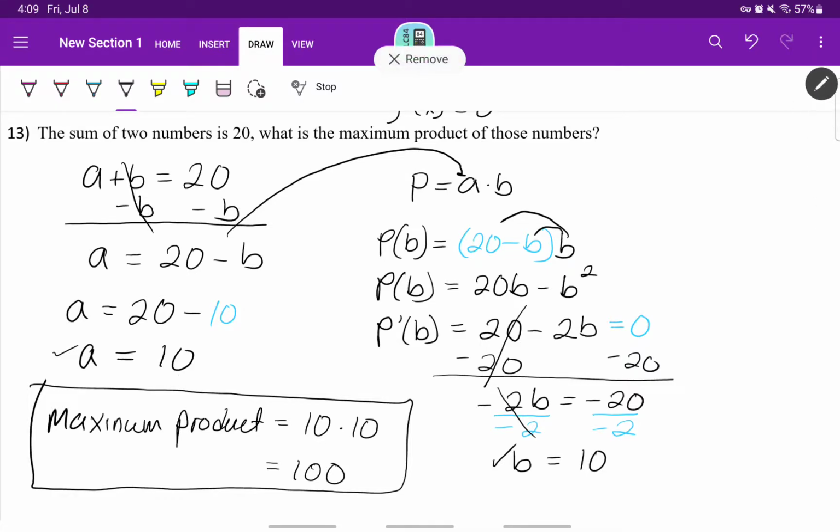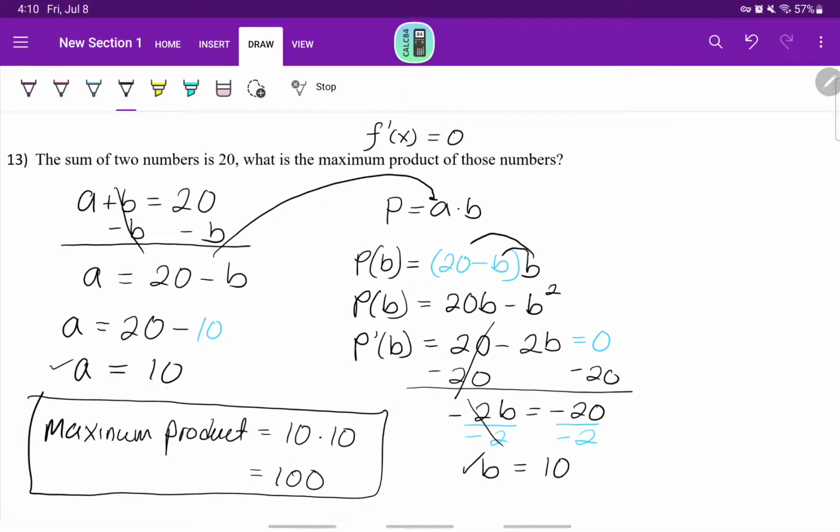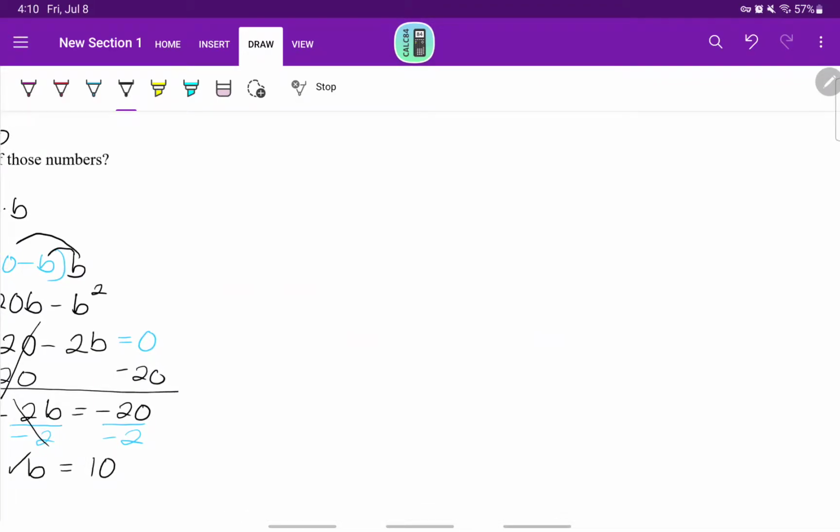I'm going to go a little bit further here, just to show you why this is a maximum product. And I'm going to do that by using the second derivative test. You don't have to do that. If you want to, you can, but do not feel obligated. For my second derivative test, let's write that down.